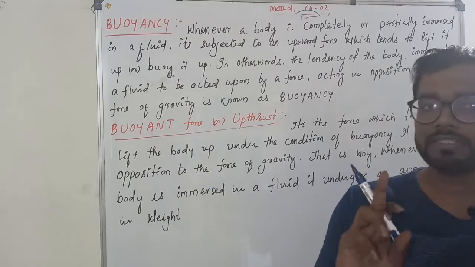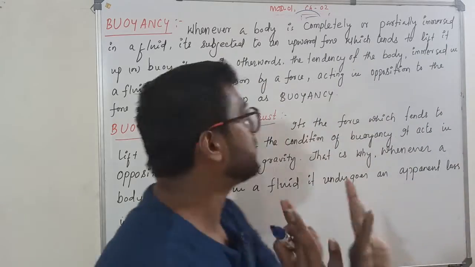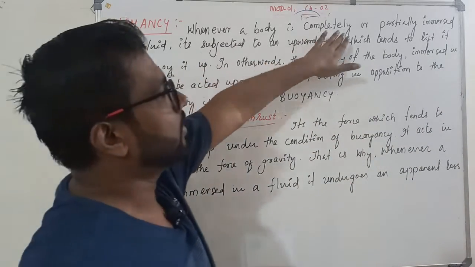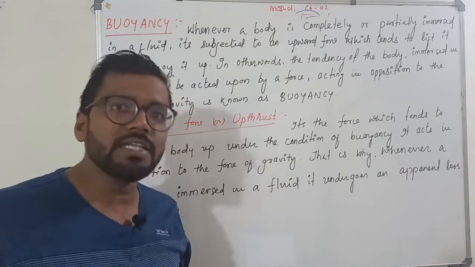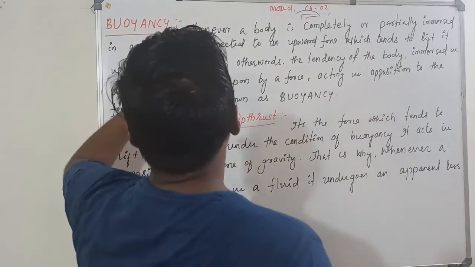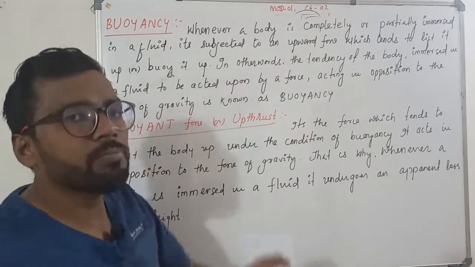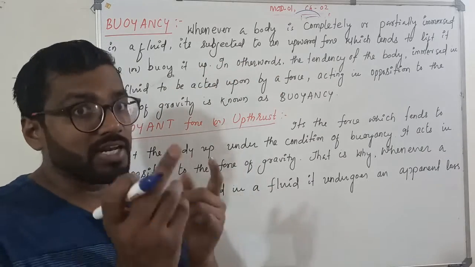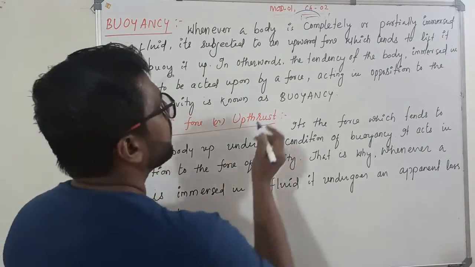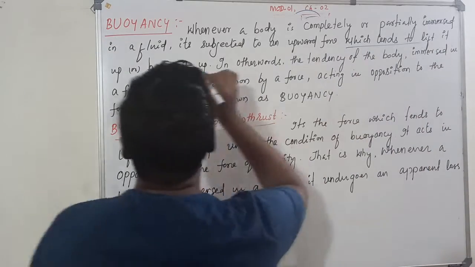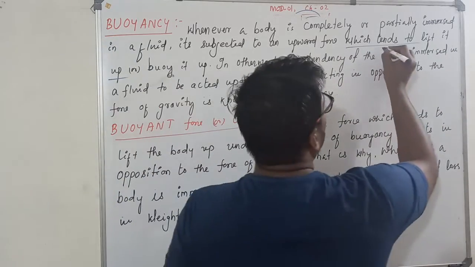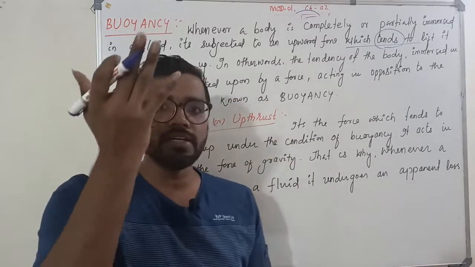So next, write down the theory of this. Buoyancy. Whenever a body is completely or partially submerged or immersed, same thing, in a fluid, it is subjected to an upward force, like in the case of our apple, which tends to lift the body up. Sir, why are you writing tends to? We saw it lifted up.